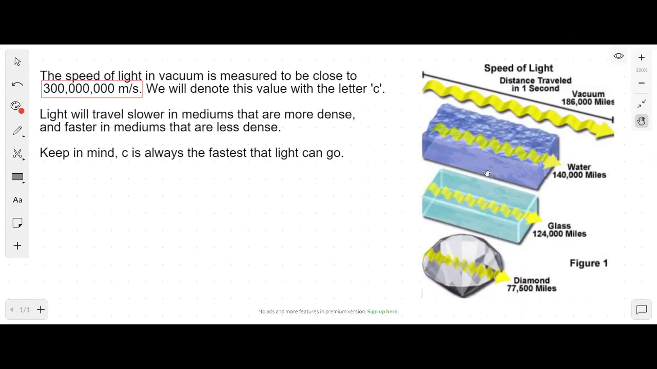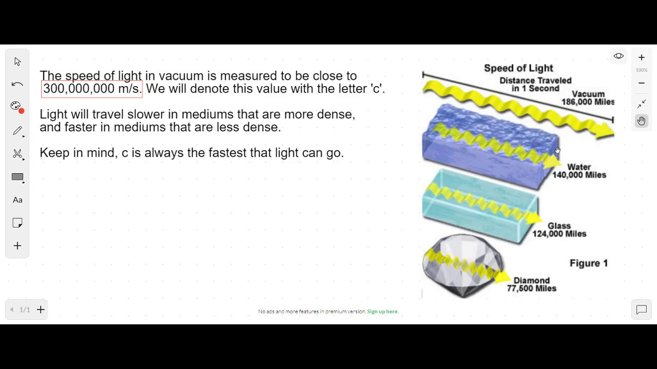Now, here's a diagram that you may have seen before. I'll read the text first. What it says is the speed of light in vacuum is measured to be close to 300 million meters per second. We will denote this value with the letter c. So c is a variable you have to have memorized, and it's equal to 300 million meters per second. This is the speed of light in a space that has absolutely no matter. There's no crowd to worry about. It's an open field for light.